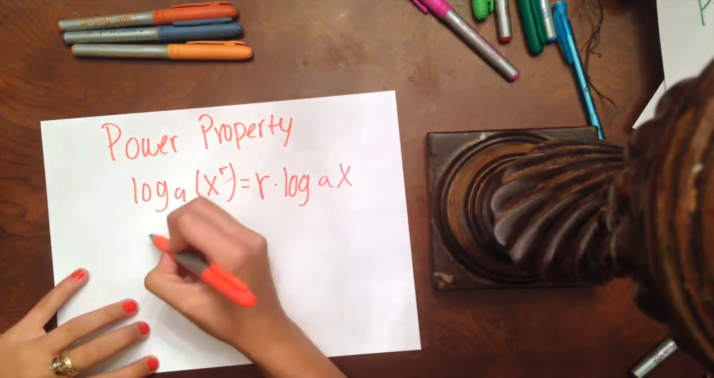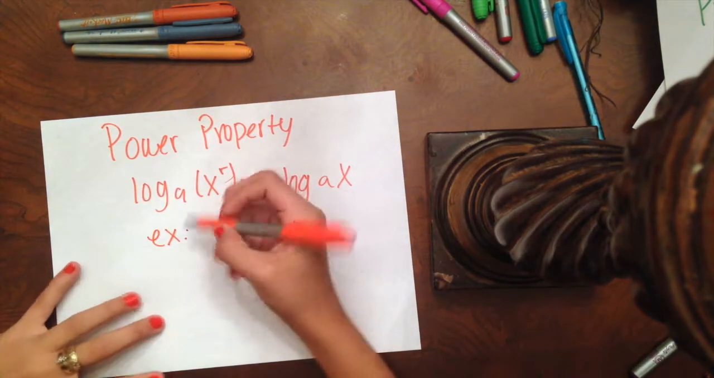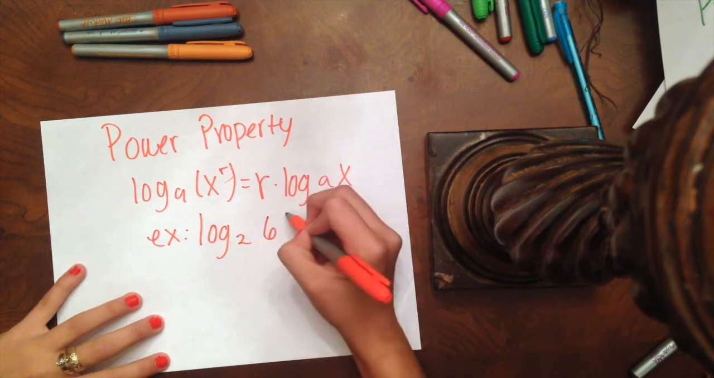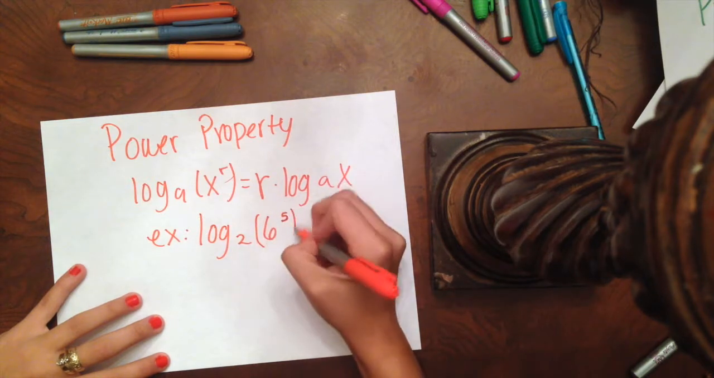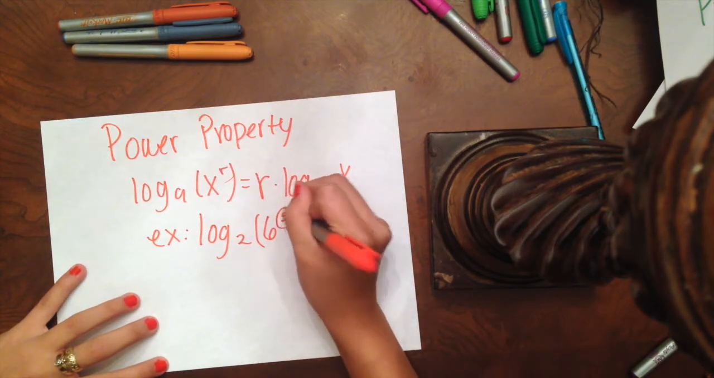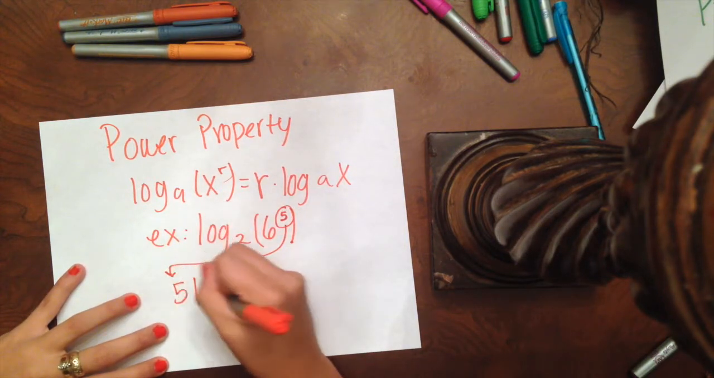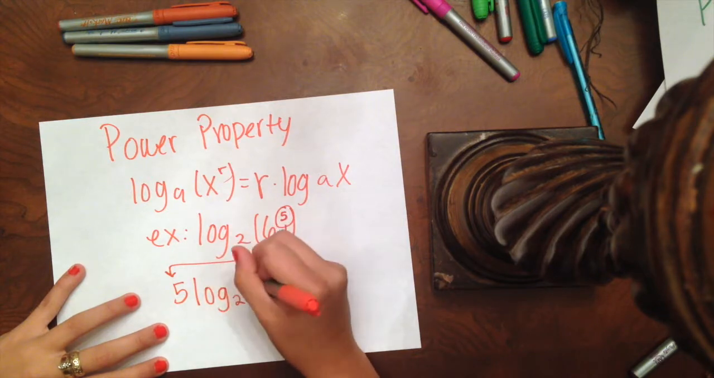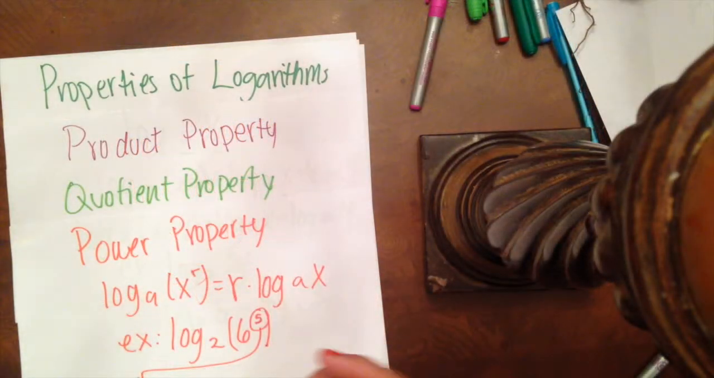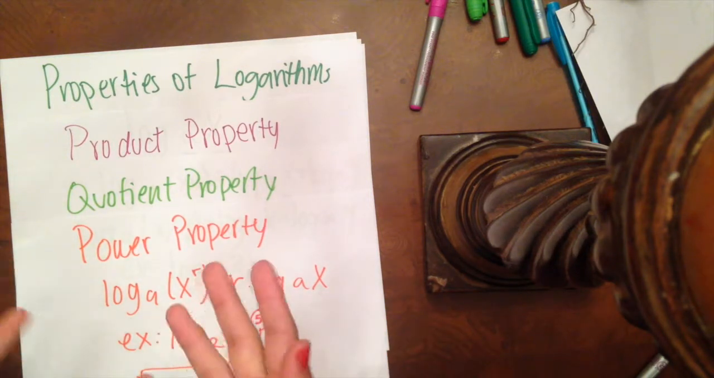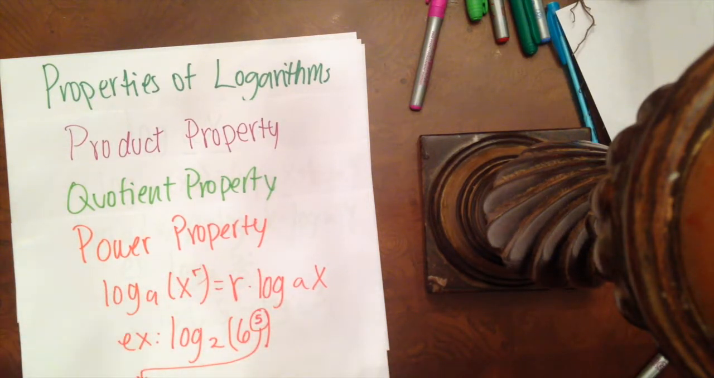And now let me show you an example. This is actually pretty simple. Log base 2 of 6 to the exponent of 5. The 5 can be moved to the front of the log. So 5 log base 2 of 6. I discussed these properties in very short terms, but if you need clarification, watch this video again and familiarize yourself with these properties, because they will be used a lot in the logarithmic equations that you might encounter.